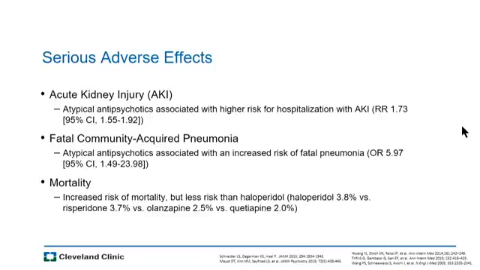Acute kidney injury has been associated with the use of atypical antipsychotics, as well as fatal community-acquired pneumonia. This has most commonly occurred within the first week of administering atypical antipsychotics, and it's thought that this could potentially be due to their activity on histamine and muscarinic receptors, possibly leading to aspiration pneumonia. There's also an increased risk of mortality with using these agents in an elderly patient population. Due to some of these risks, the FDA has issued a warning regarding using these agents in patients greater than 65 years old for dementia.